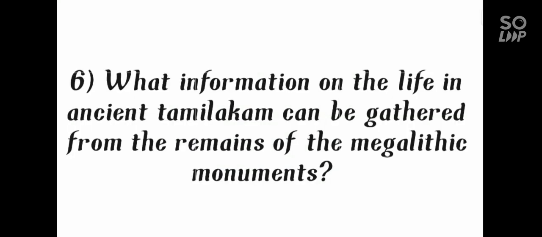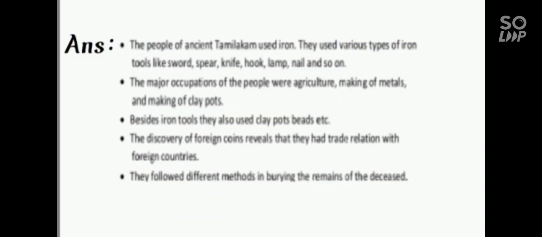What information on the life in ancient Tamilakam can be gathered from the remains of the megalithic monuments? The people of ancient Tamilakam used iron. They used various types of iron tools like sword, spear, knife, hook, lamp, nail, and so on. The major occupations of the people were agriculture, making of metals and making of clay pots. Besides iron tools, they also used clay pots, beads, etc. The discovery of foreign coins reveals that they had trade relations with foreign countries. They followed different methods in burying the remains of the deceased.